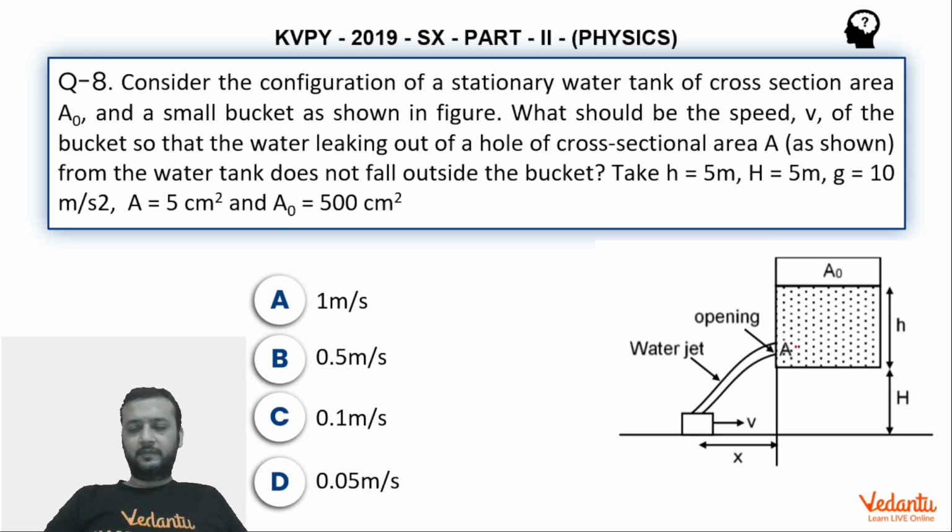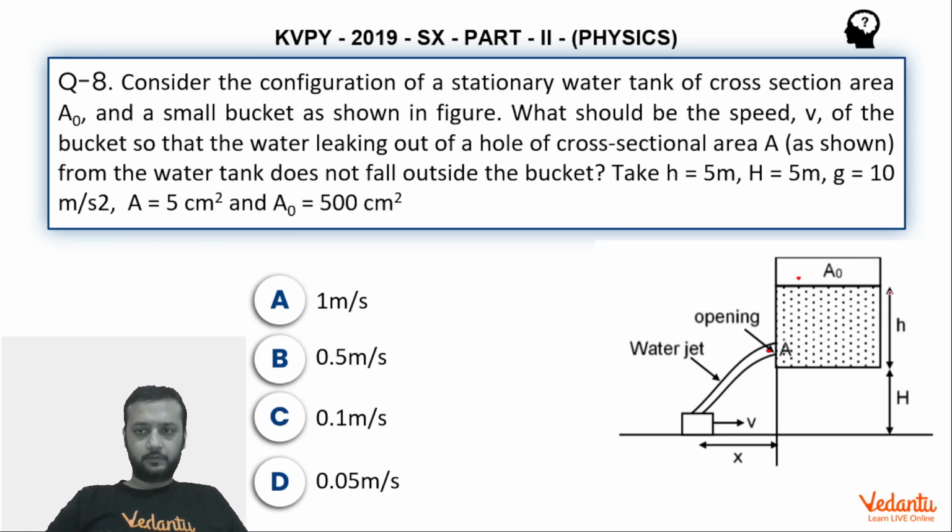The reason is that we will have to apply Torricelli's equation over here, and that can be applied only if the pressure above the free surface of the water and the pressure outside are the same. Here the pressure is P naught, so here also the pressure should be P naught, and that will be possible only if the tank is open. So remember that we will assume the tank is open. There are a lot of assumptions that we need to make in a KVPY paper which they don't mention explicitly. So remember, this is an assumption that we are taking, that the tank is open.